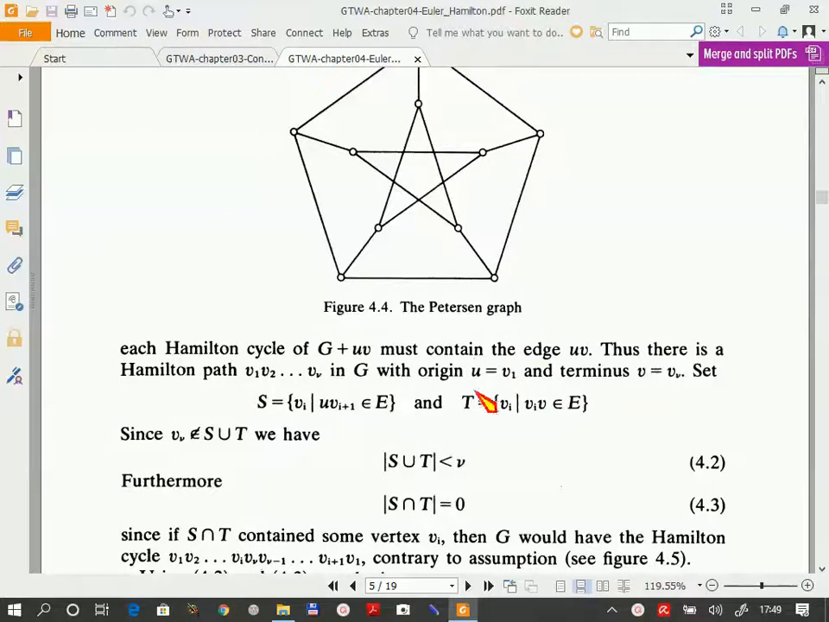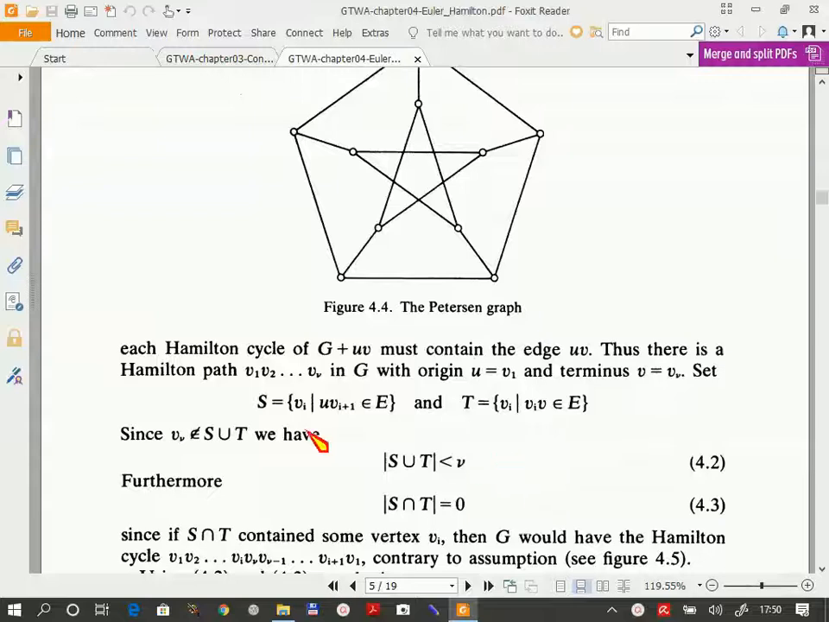All right, then there is a Hamilton path V1, V2, ..., Vn with origin U equal to V1 and terminus V, which is Vn. So a Hamilton cycle you have because edge UV closes a Hamilton cycle. So you have a Hamilton path starting in U and ending in V. All right? Now you build this.